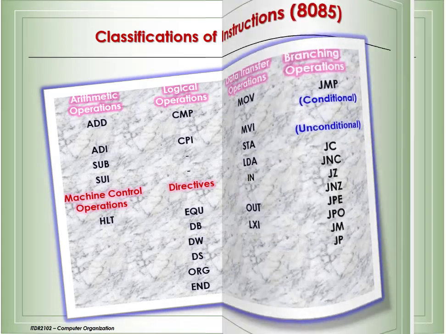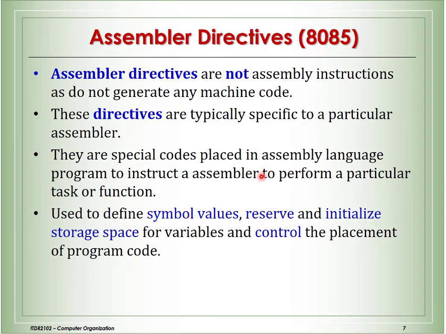Now first of all, assembler directives. As I told you, assembler directives are not assembly instructions, as they don't generate any machine code. So when you write assembler directives in the program, they will not be converted into machine code. And what is a directive? Directives are basically special codes in an assembly program that tell the assembler to do some particular function.